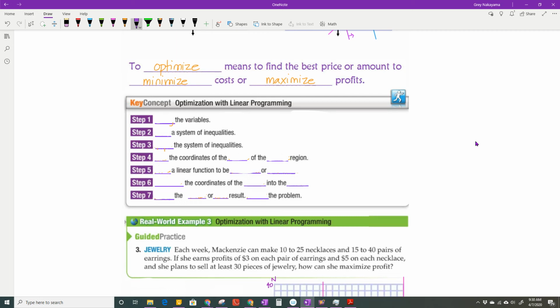That's what optimize means. So optimization with linear programming, you're going to first identify your variables. And the best way to do that is to look to answer the question in your word problem. Then you're going to write a system of inequalities, graph that system, find the coordinates of the vertices of your feasible region, write a linear function to be minimized or maximized, then substitute those coordinates into the function, and then select the greatest or least result. Make sure that you answer the problem.